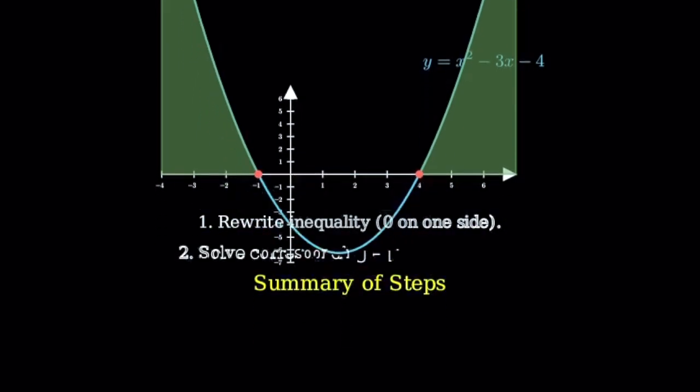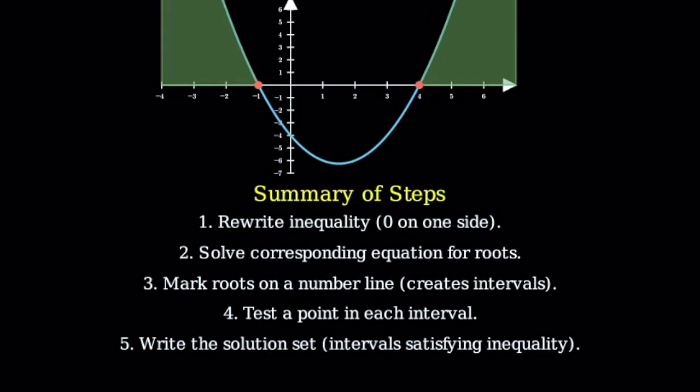So, to solve a quadratic inequality, remember these steps. Rewrite the inequality, solve the corresponding equation to find the roots, use the roots to divide the number line into intervals, test each interval, and finally, write the solution set based on whether the inequality requires positive or negative values.